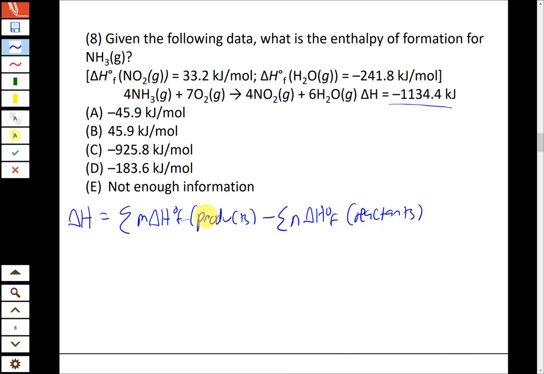So what we have then is, in this situation, delta H is given as minus 1134.4. And that's going to be equal to products minus reactants. So on the product side, we have 4 NO2 and 6 H2O. Both of those delta H formation values are given, so we're going to multiply each of them by the coefficients. So NO2 has a coefficient of 4. We're going to multiply that by its delta H formation, which is 33.2.